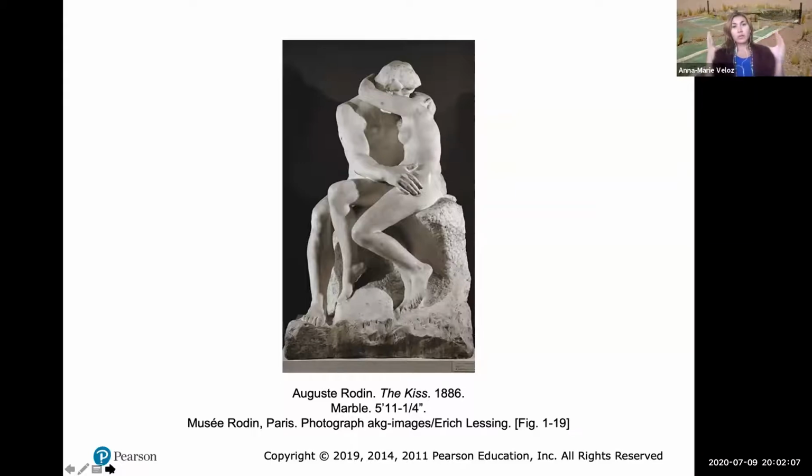Okay, so we have these two figures. They're sculpted in marble. They look extremely lifelike. You can tell the anatomy, the proportions, the way they're designed looks very eloquent and very lifelike. So this would be, remember the three appearances of art? Representational. So this would look lifelike, like reality.